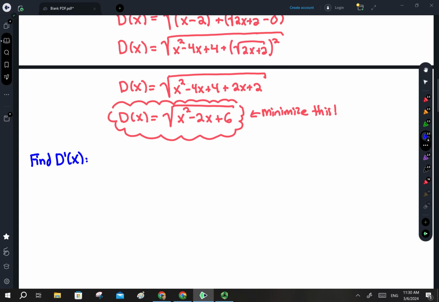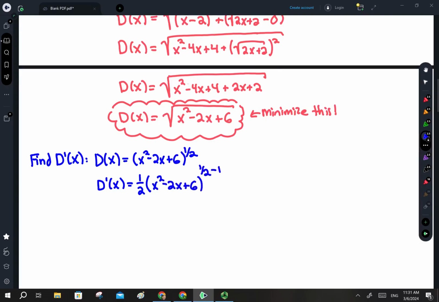So to find the derivative, I'm going to rewrite this function in a slightly different way. This is not at all required, but I think it helps some people. So if I write the square root as a power of 1/2, I get that the distance is x squared minus 2x plus 6 to the 1/2. So that when I take the derivative, I can start by using the power rule. The 1/2 comes down, and the new exponent is 1/2 minus 1.